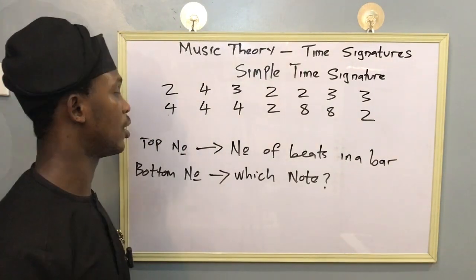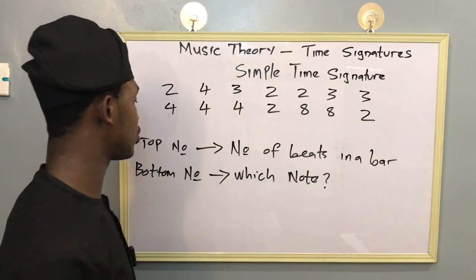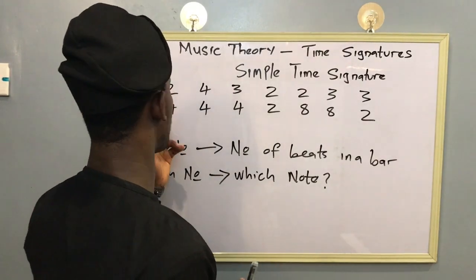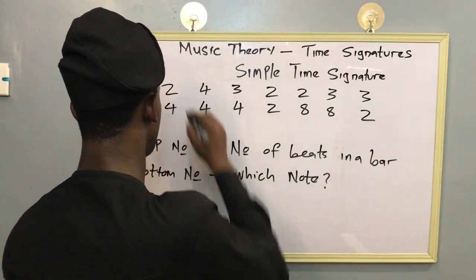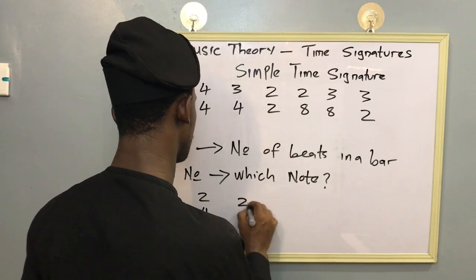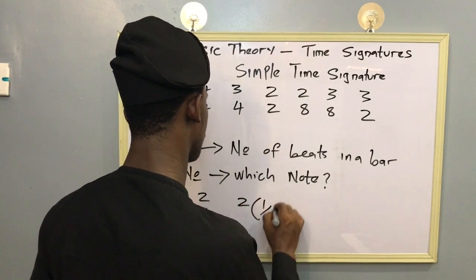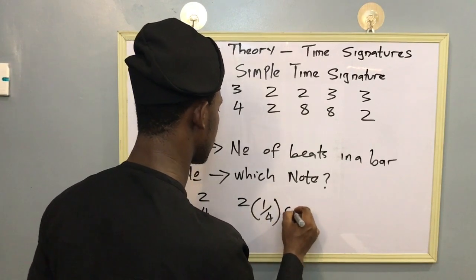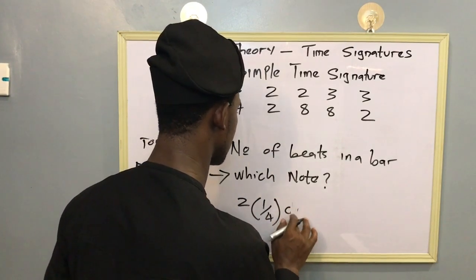The bottom number is talking about which note, and this is what it means literally. 2/4 can be interpreted as two 1/4 notes. Remember, this quarter note is called what? A crotchet. A crotchet.